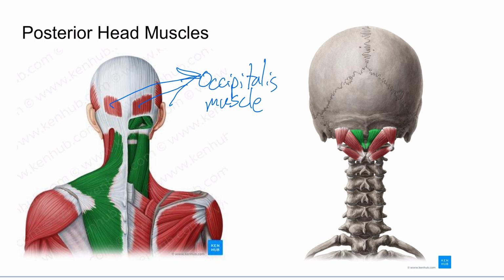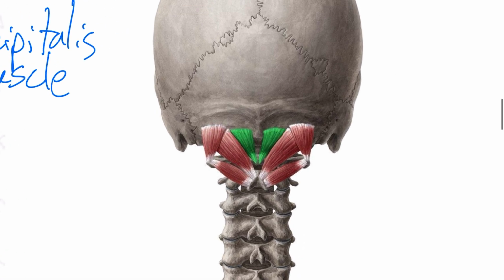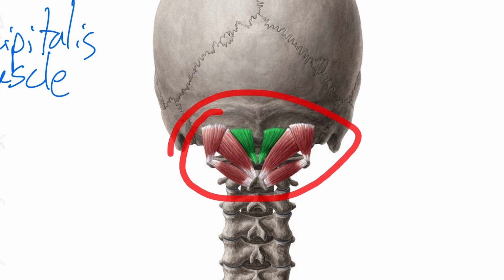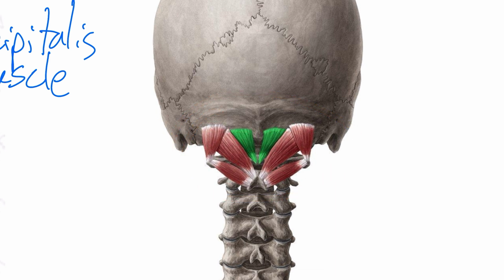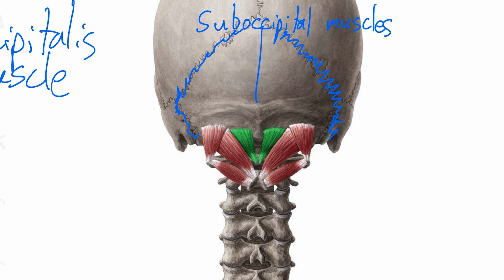And I'm going to zoom in just here. These muscles collectively, we call these the suboccipital muscles. Now, why do we call it that? Well, because we have the occipital bone here, and it's inferior to that. So suboccipital, inferior occipital muscles, that's this whole thing.